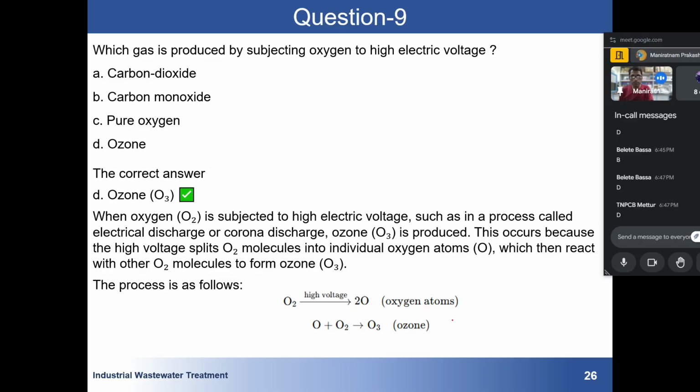When O2 is subjected to high electric voltage, such as in a process called electrical discharge or corona discharge, ozone is produced. This occurs because the high voltage splits the O2 molecule into individual oxygen atoms, which then react with an O2 molecule to form O3. This reaction is also happening in the atmosphere. Also, you might have heard that in the presence of UV rays there is ozone formation. So that is happening due to this reason only.